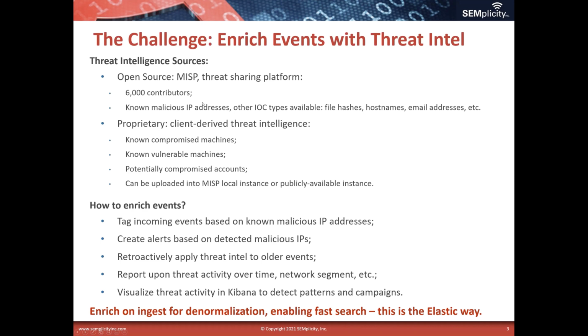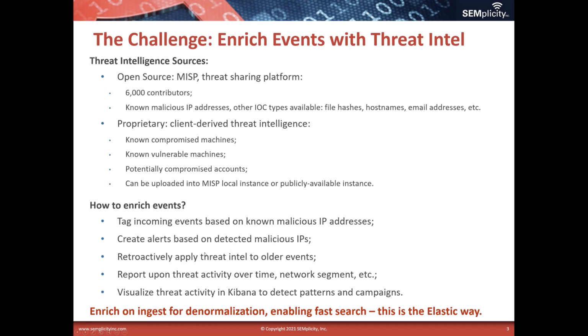What we're going to try and do with this MISP server is tag the incoming events based on whether any of them have an IP address that we've known to be malicious. So we're going to find the list of currently known malicious IP addresses. These are IPs used for beaconing, any IPs that have been known to be associated with malicious activity. We're going to create alerts around them, watchers.